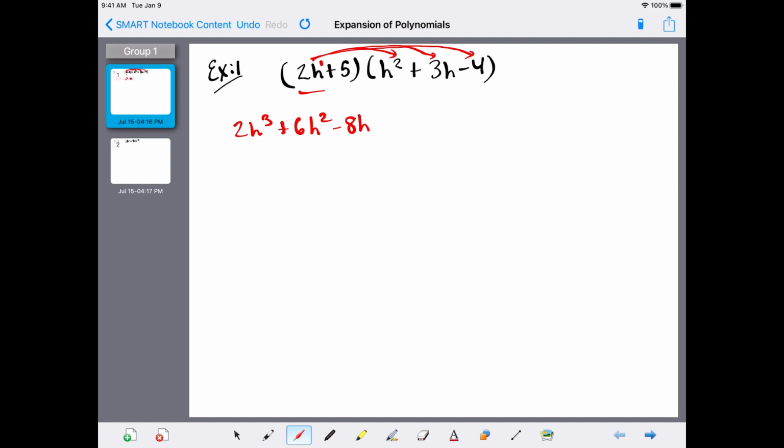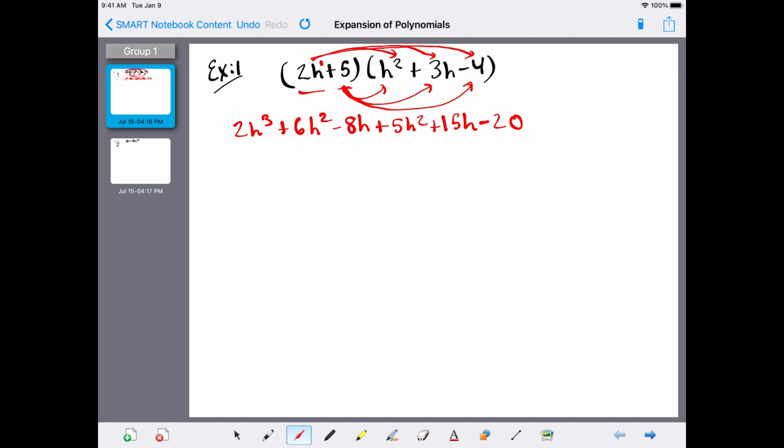And now we do the same thing, except now we have to multiply the 5, so the second term of the binomial in front, by everything in the trinomial. So multiply the 5 by the h squared, multiply the 5 by the 3h, and multiply the 5 by the negative 4. So 5 multiplied by h squared is just 5h squared. 5 times 3h is 15h. And 5 times negative 4 is negative 20.